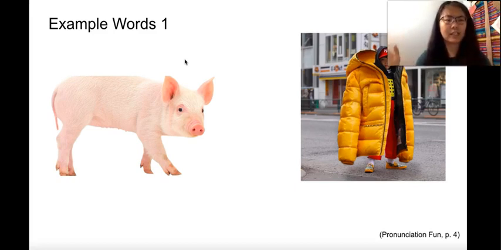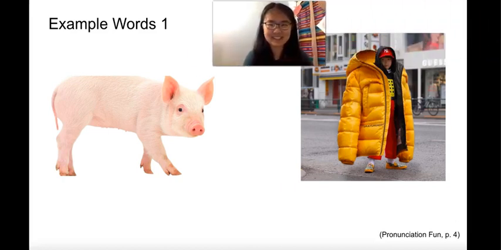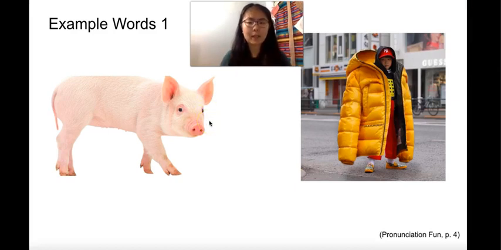So moving on to our example words, just listen to me pronounce these and then maybe repeat after me for some good practice. Let me move my face so you can see the pictures better. There we go. All right, example words. Pig, big. Pig, big. Do you hear the difference?